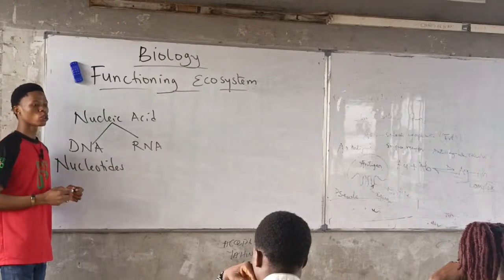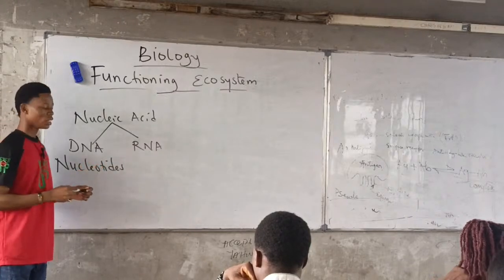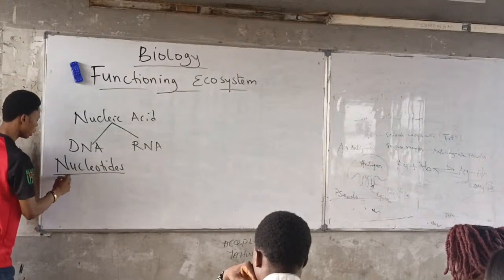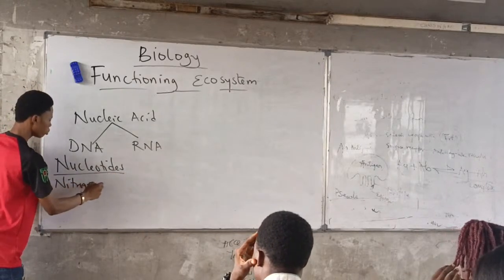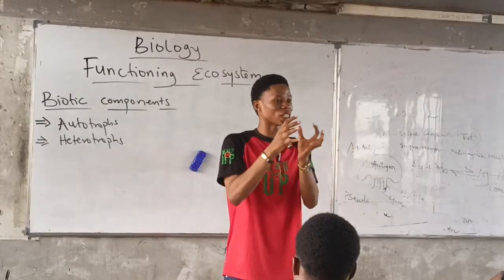Nucleotides. And we said nucleotides are composed of how many things? Three things. What, and what? Nitrogenous bases in that environment interacting together.